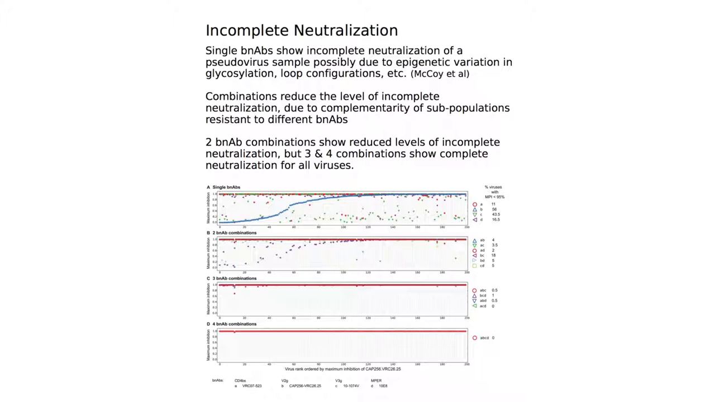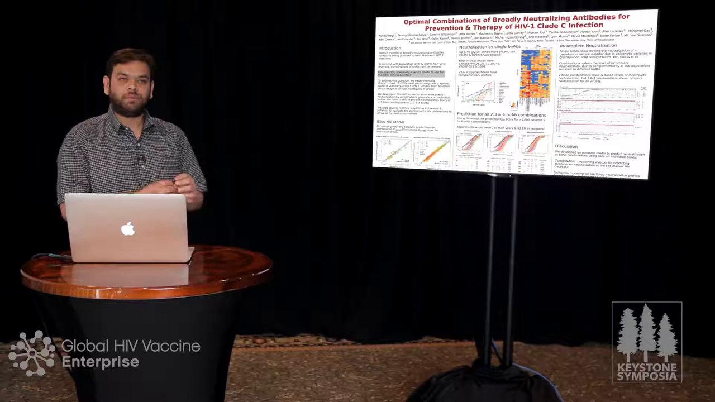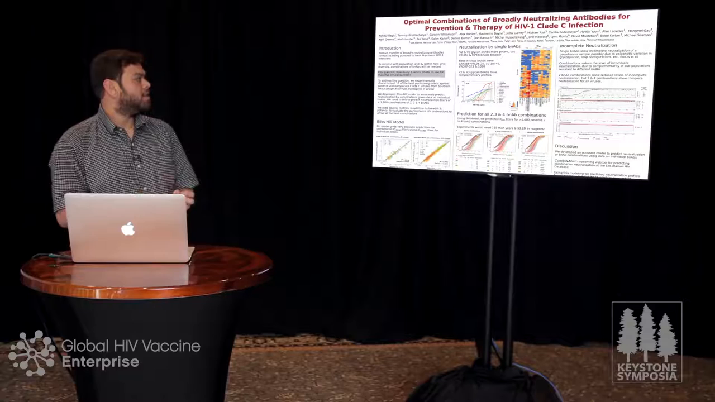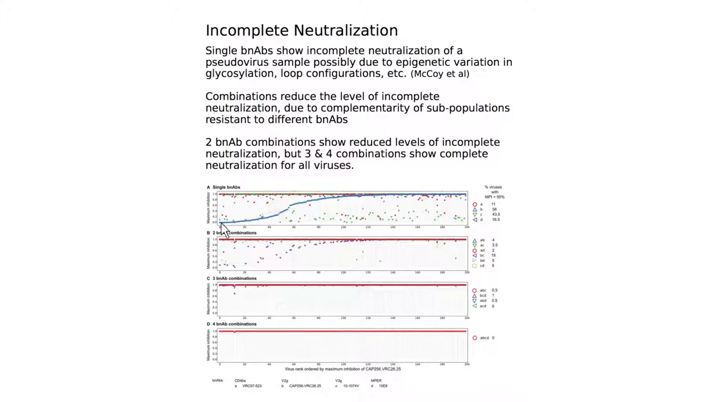By looking at the experimental data, we found that combinations do reduce the level of incomplete neutralization. This possibly arises because the subpopulations which are resistant to a given bNAb might be complementary for the different bNAbs in the combination. As shown here, we have predicted the level of neutralization at 10 micrograms per mil for single antibodies, 2 antibody combinations, 3 antibody combinations, and 4 antibody combinations. The incomplete neutralization are shown as fractions on the y-axis, and on the x-axis, we have ordered the viruses.